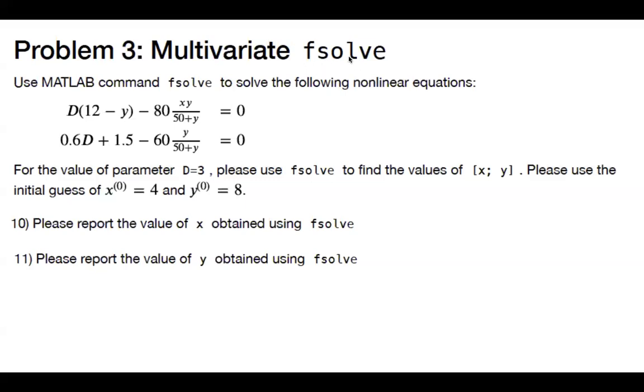Sorry about that. In fsolve, you have to just give the two functions as a column vector. Separately write a function and let me know the answer. I'll give you like 2-3 minutes. And once you've got the answer, please put it in the chat box and then we'll discuss.